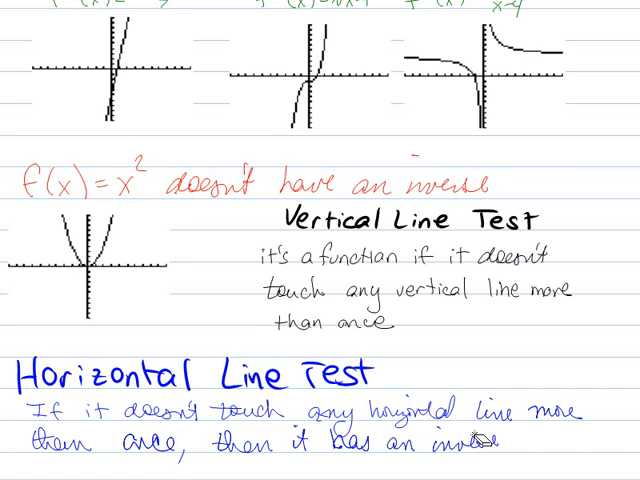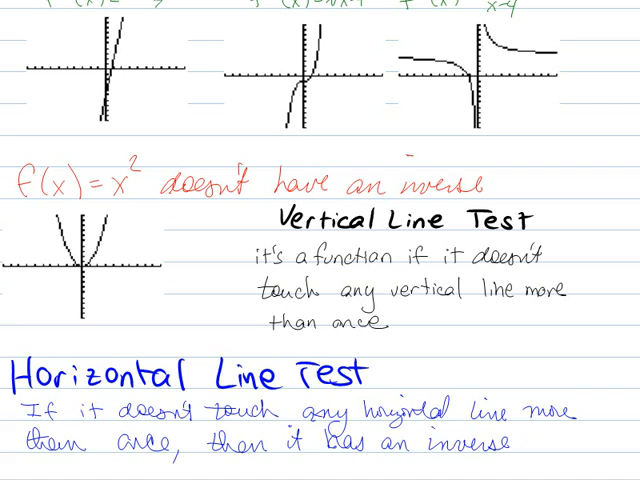There's a very specific reason for this, but if it passes the vertical line test, if it doesn't touch any horizontal line more than once, then it does have an inverse. So if you look at this one, as I run my horizontal line, it's actually more of a horizontal rectangle, but it doesn't hit that line more than once, right? It only hits that line once.